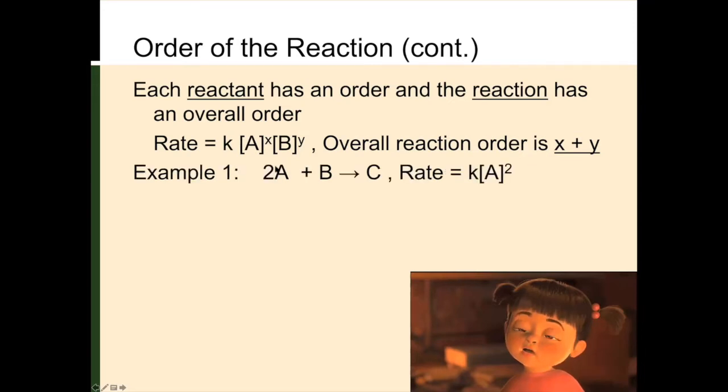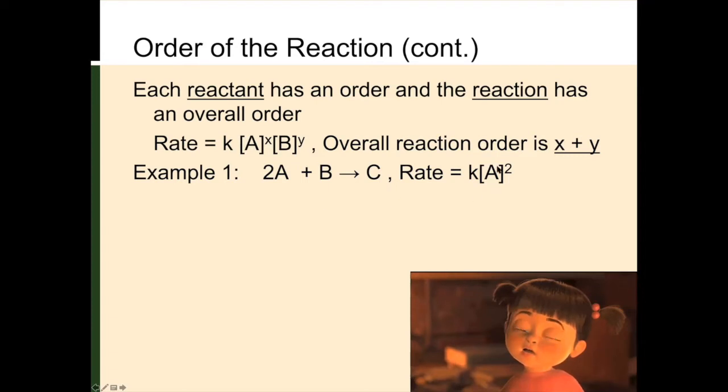So once again, let's say that this is a reaction that we have. We have reactant A reacting with reactant B, and the reaction stoichiometry is such that two A's react with one B to produce the product C. And let's say that we figured out by experimentation that the rate law is the rate constant k times the concentration of A squared. Okay, so now let's figure out, what is the reaction order for A? What is it for B? And what is it overall?